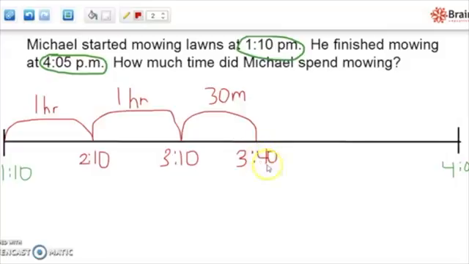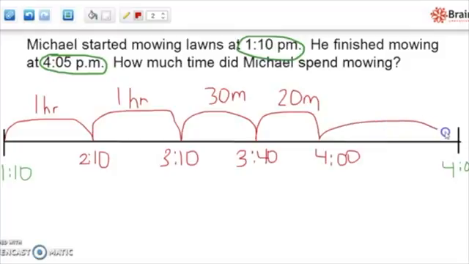This time I'm at 3:40, and I know if I add another 20 minutes, that will take me to 4 o'clock, and I'm going to add my time up here. So now I'm at 4 o'clock and I only need to go to 4:05. So I know that that's only going to be a jump of 5 minutes.